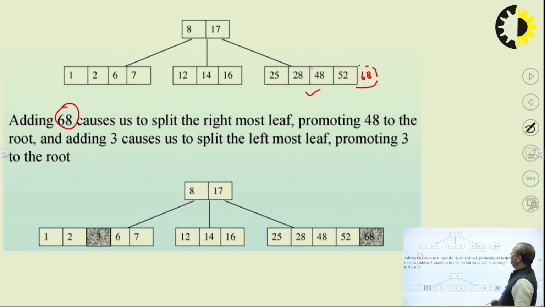So what do we do? We split at its middle point. What will be the middle point? This will be the middle point. 2 go left and 2 go right. So this 48 will be its new parent. Its parent already has 2 key values, so it can further accommodate up to 4. So 8, 17 and 48 will go there.